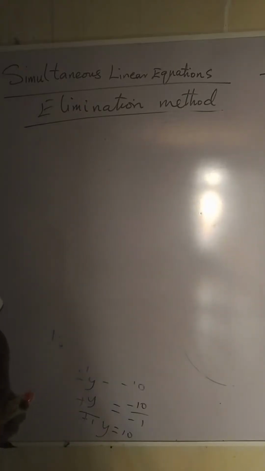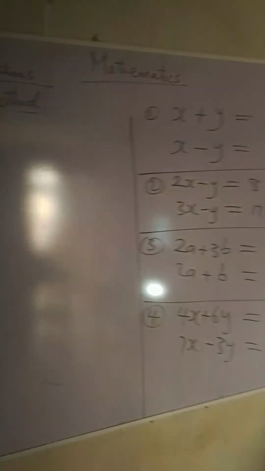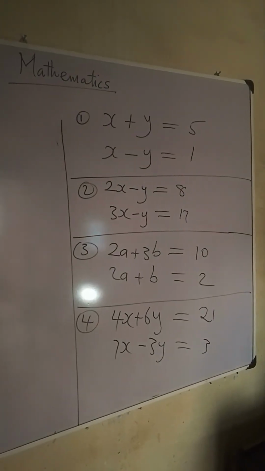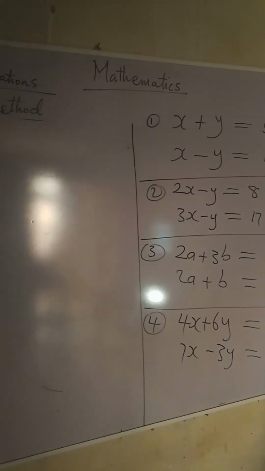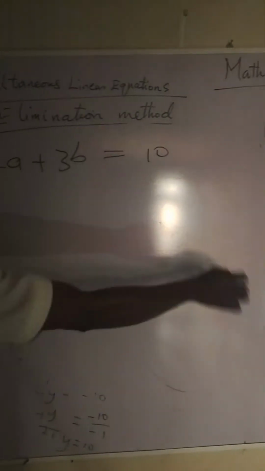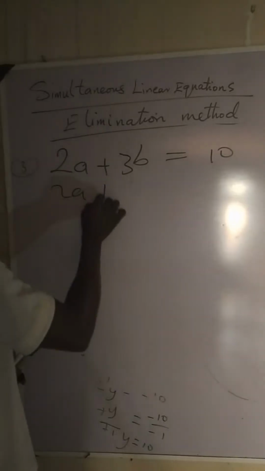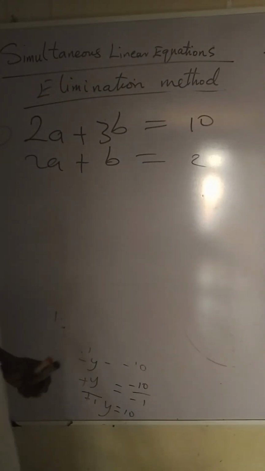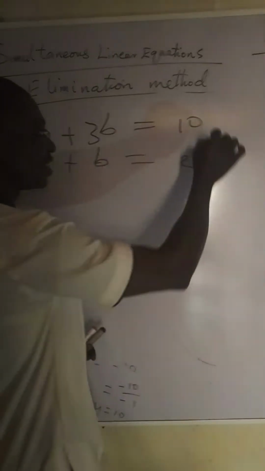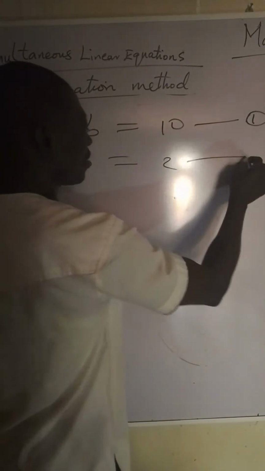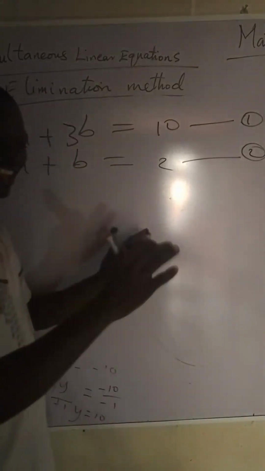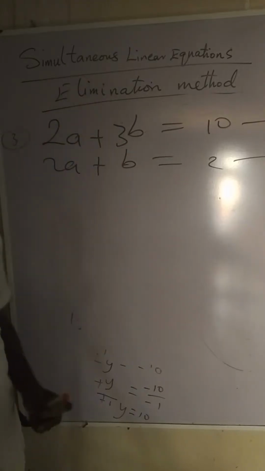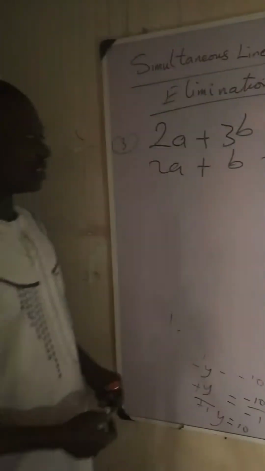That question actually gives us the number 3. 2a plus 3b is equal to 10. And 2a plus b is equal to 2. As usual, we are going to call the first one equation 1 and call the second one equation 2. And then try to solve them simultaneously at the same time using elimination.